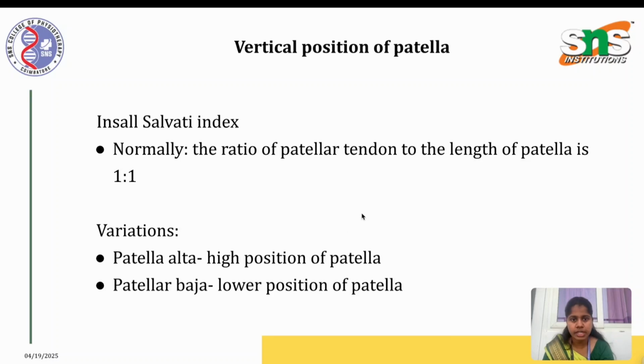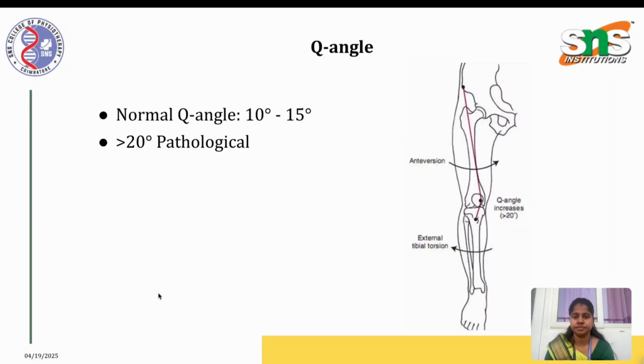This is the vertical position of the patella. We're going to discuss the Insall-Salvati index, which is very important. Normally, the ratio of the patellar tendon to the length of the patella is 1:1. Any variation in that results in patella alta. When the position of the patella is a little high, it is called patella alta. When the position of the patella is a little lower, it is called patella baja.